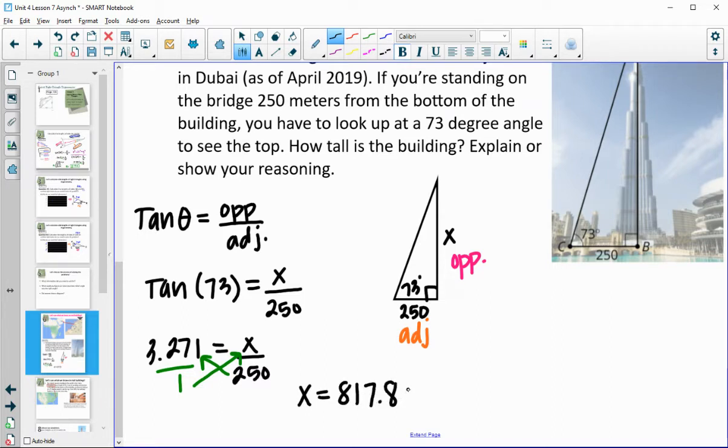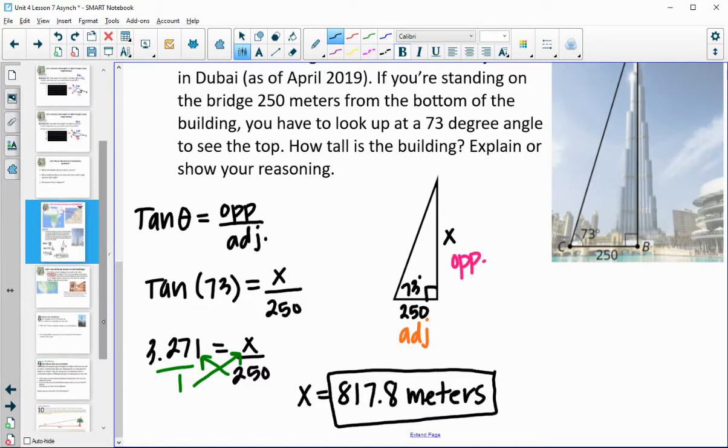817.8. And then we were in meters. So this is an approximate height of the Burj Khalifa. 817 meters.